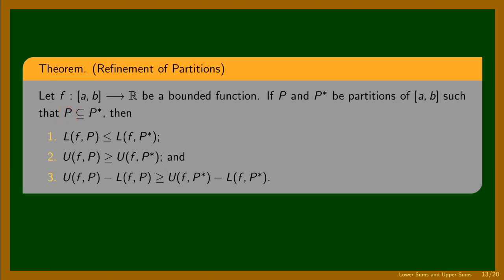So in this case, the lower sum for the new partition will be at least the lower sum of the function with respect to the old partition. On the other hand, yung upper sum naman ay liliit, and yung difference na yan ay liliit. So again, yung lower sum ay lumalaki kapag nagdadagdag tayo ng points in the partition. Ang upper sum ay lumiliit kapag nagdadagdag tayo ng mga points in the partition.